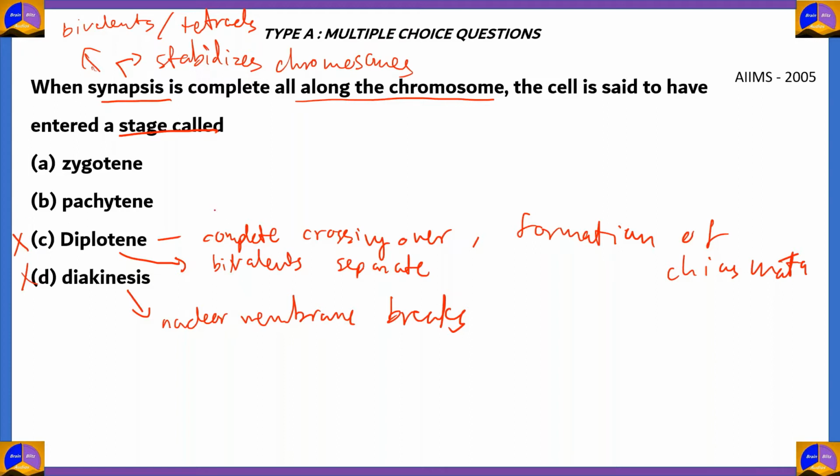What about option B, pachytene? In pachytene, the main process is genetic exchange between non-sister chromatids. And in order for this to occur, synapsis has to be complete. So option B is incorrect. The right answer is option A, zygotene. Zygotene is when synapsis becomes complete and the formation of bivalents and tetrads occurs, which stabilizes chromosomes. So therefore, option A, zygotene, is the right stage where the cell has completed synapsis all over the chromosomes.